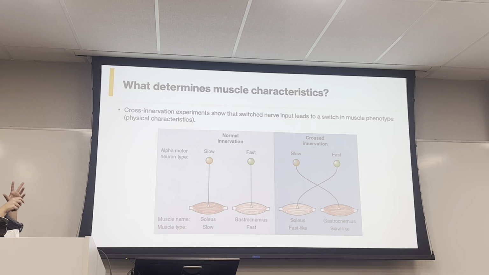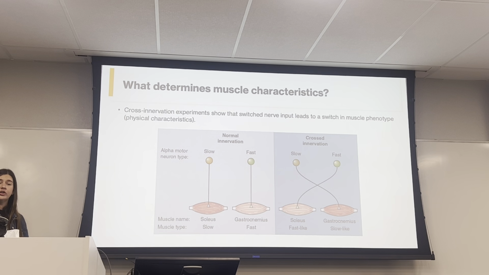Normally, we have these slow alpha motor neurons that have paced, continuous action potentials, synapsing onto our slow muscle fibers. And then we have the opposite. We have the fast ones, the really quick bursts of action potentials. And then we end up with the properties of those muscles being fast. And so they did this crossed innervation experiment. They switched those connections. They said, what if we take a slow alpha motor neuron and synapse it onto a muscle that is generally behaving as a fast muscle fiber, and then the opposite, fast onto slow.